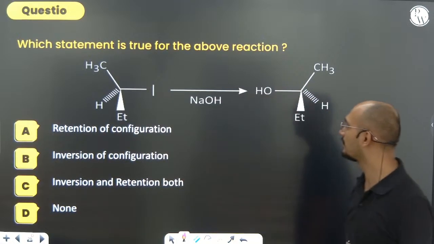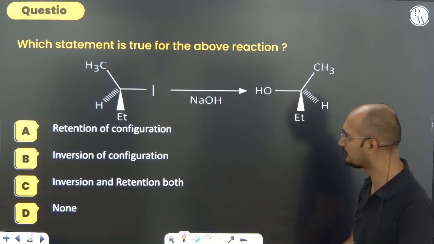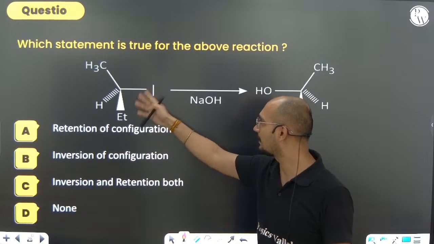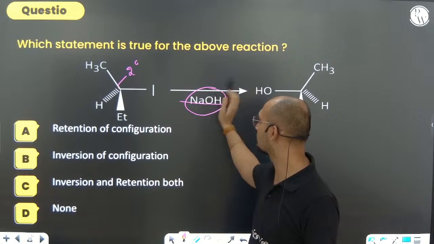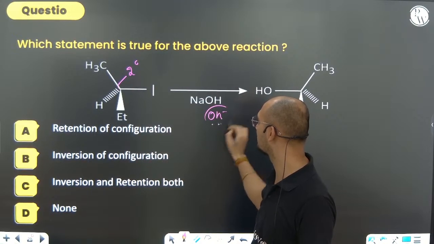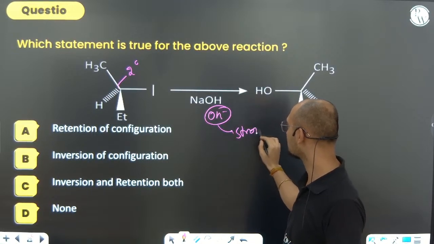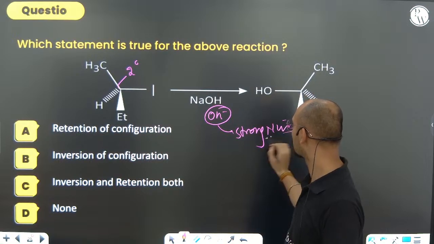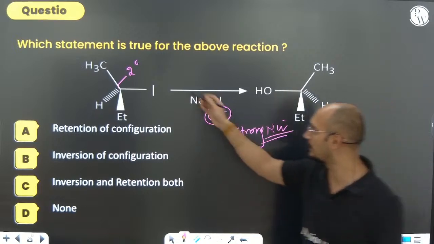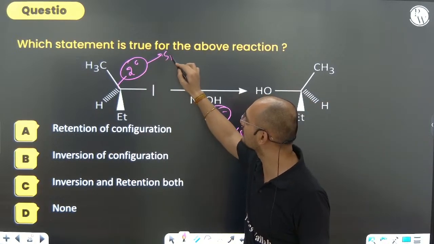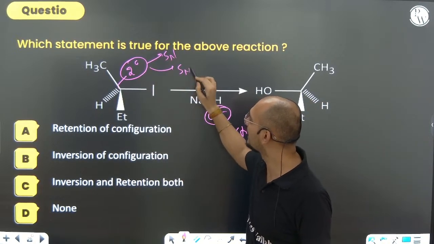Which of the statements is true for the above reaction? Let's look at this reaction carefully. What is happening? Can you see it is 2 degree. The reaction is with NaOH. So what does NaOH give? OH minus. It is a strong nucleophile. A strong nucleophile gives SN2 or SN1? SN2 generally, because a 2 degree may give you SN1 as well as SN2.